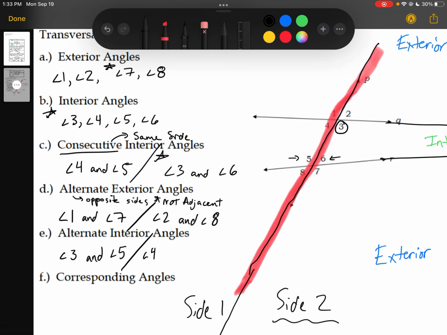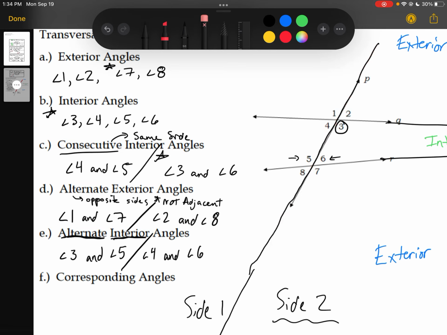So that just leaves the 2 that we haven't used yet. So we have angle 4 is on side 1, and angle 6 is on side 2. They're both on the interior, so they meet being on opposite sides. So that's the alternate part. The interior part is also met because they're in that inside region that we had shaded green. So those are alternate interior angles.